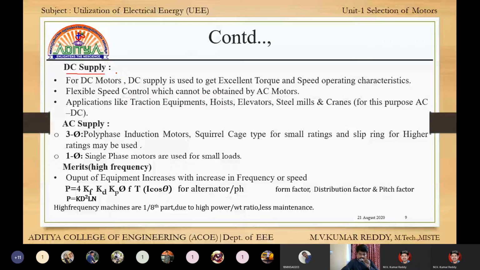So classes are starting from today onwards. Daily 5 hours will be there, and the vice chairman sir already told you.